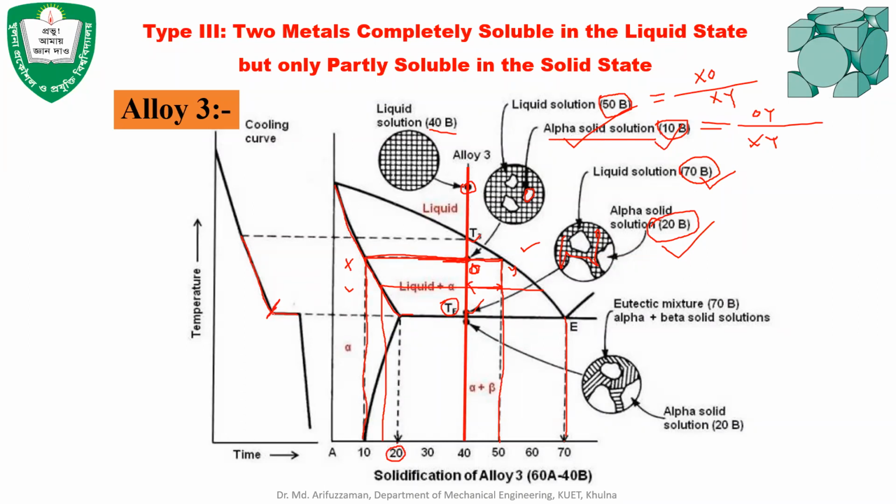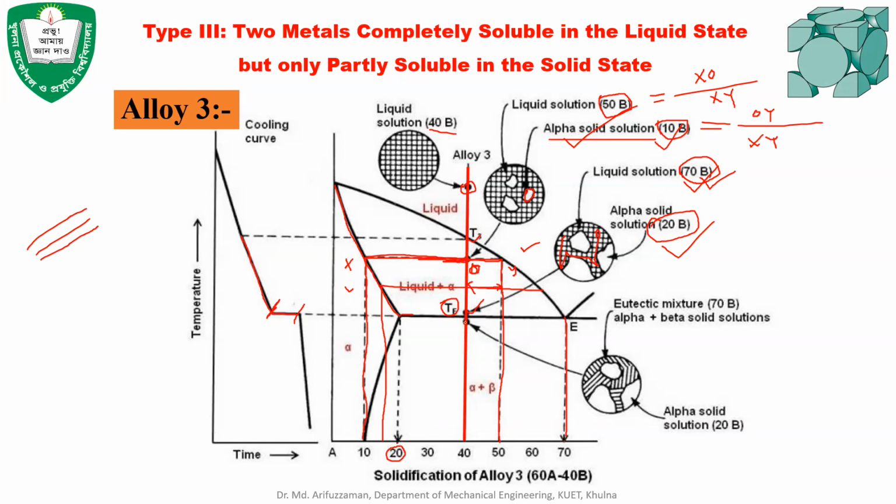And then the eutectic mixture will start to produce. At this temperature TE, the rest of the liquid of 70% B will start to solidify at a constant temperature, and solidification will end. And how does that solidification occur? It's like production of alpha, and then on both sides there will be beta. And this will be a uniform mixture of alpha and beta.